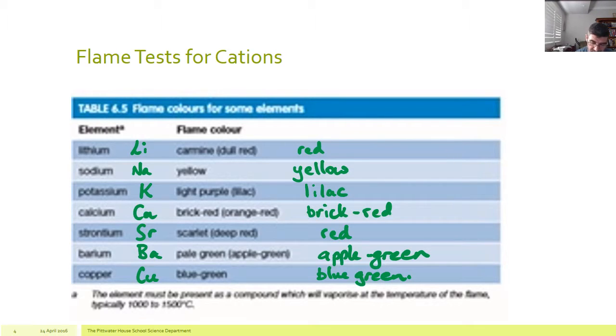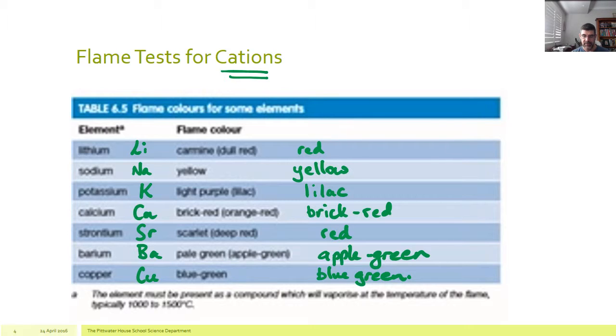Now notice these are only cations. We can't identify anions this way. So usually there'll be solutions of nitrates or chlorides because they're pretty much all soluble. And so those solutions we'll just put into the flame and just see what colors come as a result of that.